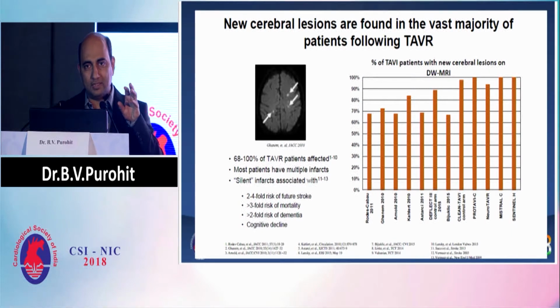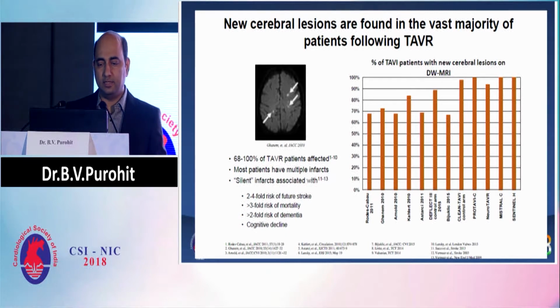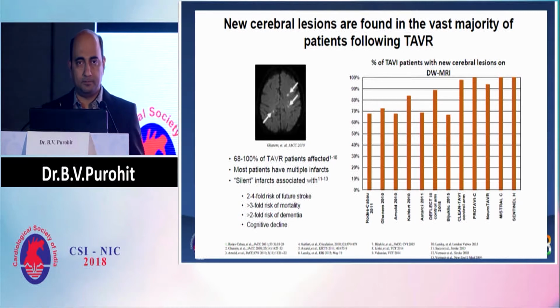But if you do an MRI, we will be able to pick up a lot more events which are happening than what is actually being observed clinically. So when you do a diffusion-weighted MRI, you can see that almost 80-90% of people do have a lesion which is developed after TAVR. So that is something which is very diverse. That means the clinically manifest stroke rate is only 5%, but if you do an MRI, you are seeing almost 80-90%. So why this discrepancy?